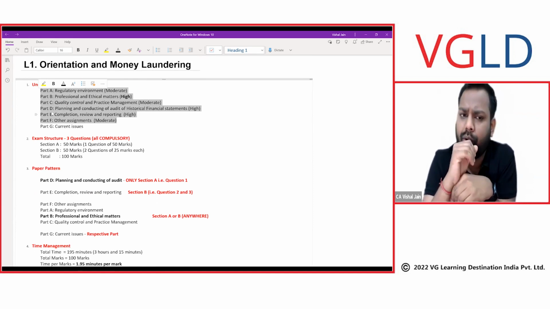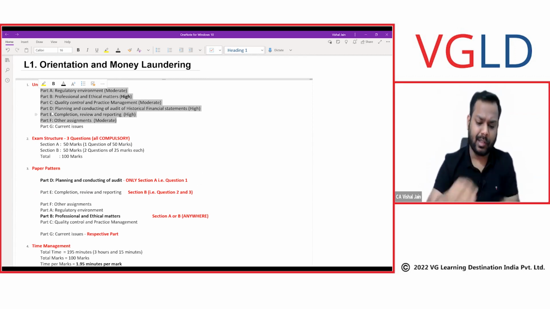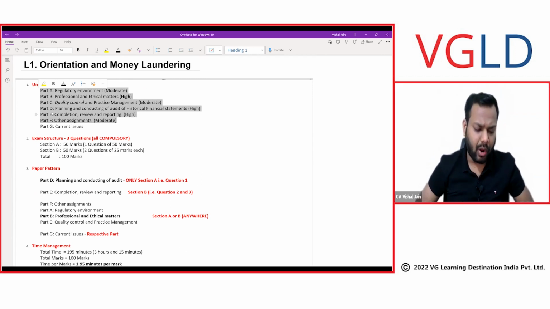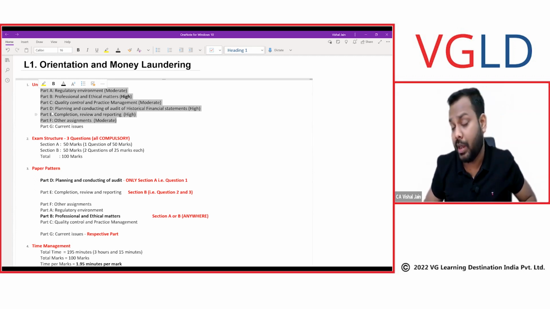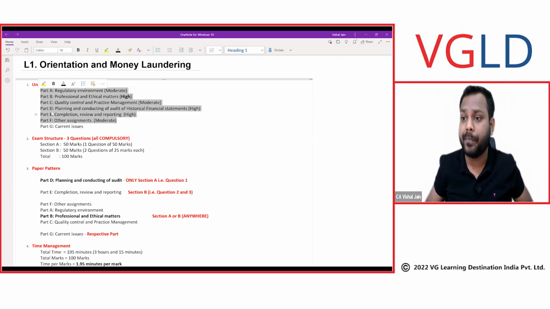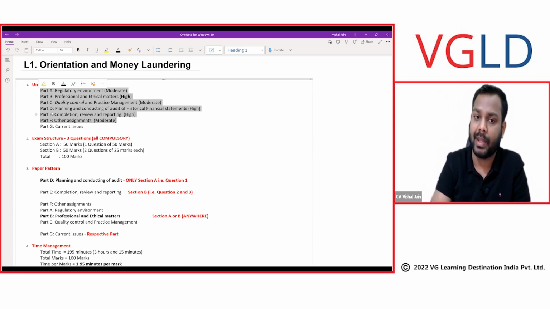Now, what you have to do in D, planning and conducting the audit of historical financial statements. Let's suppose you are auditing property, plant and equipment. How will you audit it? Don't you think you will see the applicability of IAS 16, IAS 38 or IAS 40 as the case may be, or IAS 23, or IAS 21 or IFRS 5, or IAS 41? You have to see whether it is applicable, and if so whether it has been applied correctly or not.